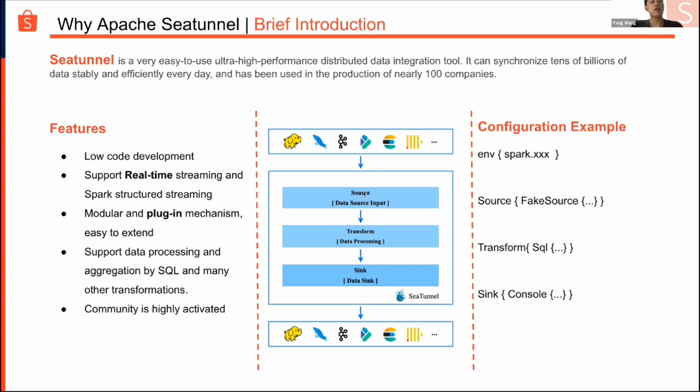And as you can see, the configuration for an application is very clean and simple. Environment defines Spark-related or Flink-related environment settings. Source defines where data comes from. Transform defines what the result data will look like. And sink defines where and how data will be written.